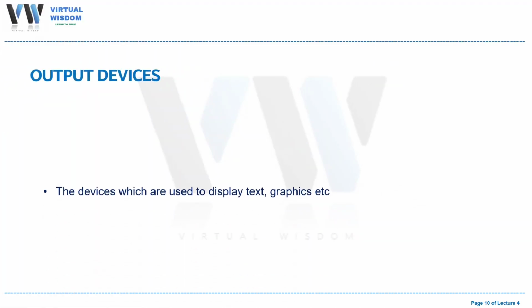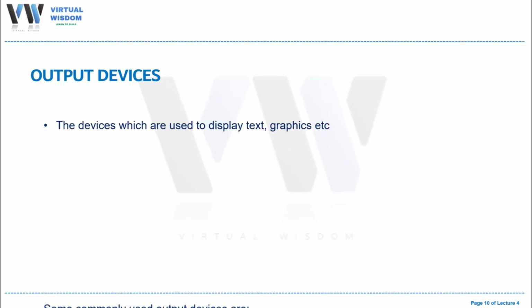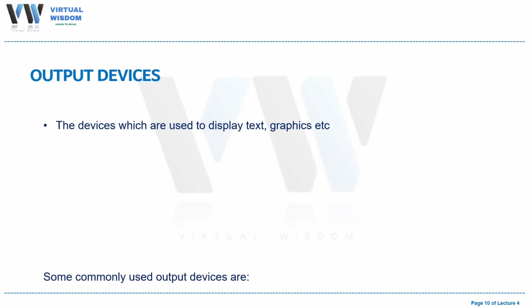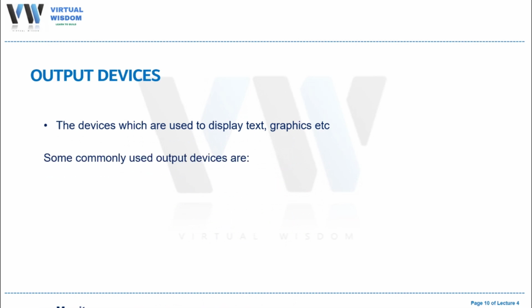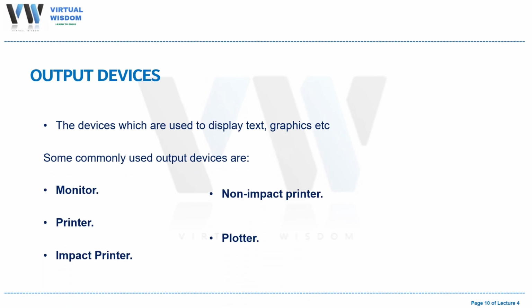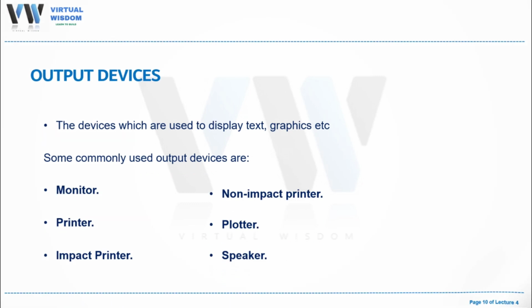Now let's discuss the output devices. When the word output is discussed, the first thing that clicks in the mind is giving or displaying some information. All the devices which display text, graphics, images on the computer or print information on paper are called output devices. The most commonly used output devices are monitor, printer, impact printer, non-impact printer, plotter, and speaker, etc.